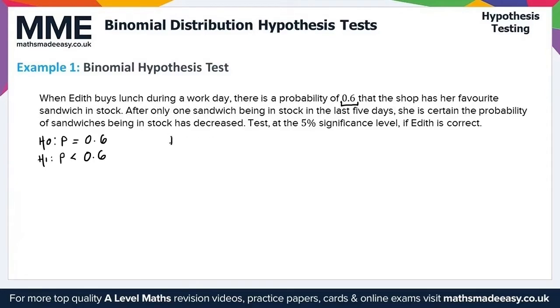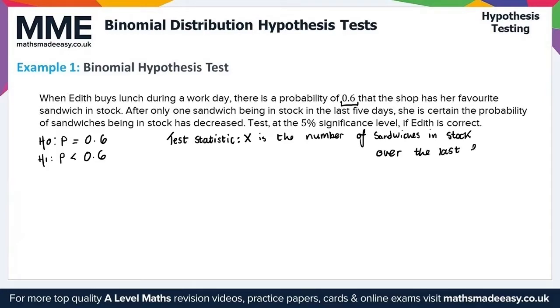Let's define now the test statistic. So the test statistic here, we use X here to represent this, and X is the number of sandwiches in stock over the last 5 days. Okay, so we note this down here. So that gives us the test statistic.